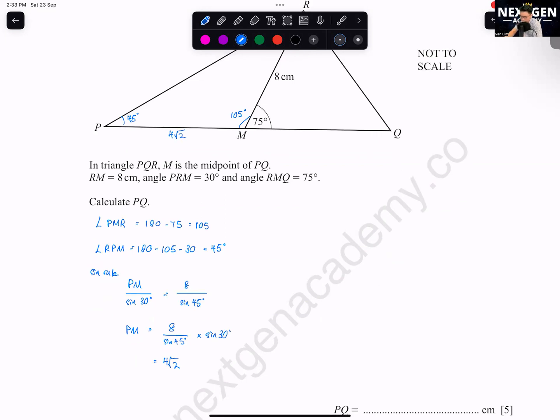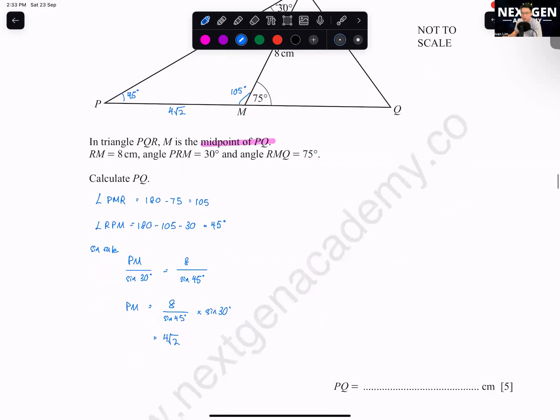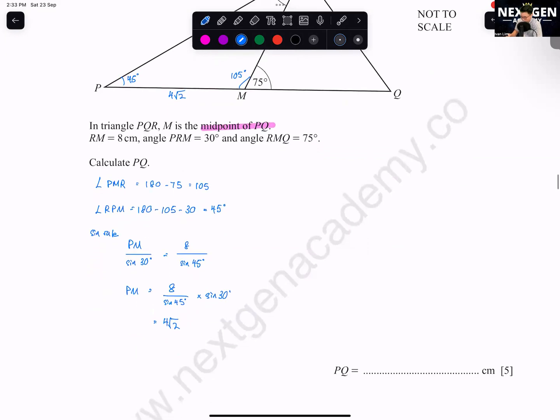They say it is the midpoint, right? So all I need to do to find PQ is 2 times 4 root 2, which is 11.3.